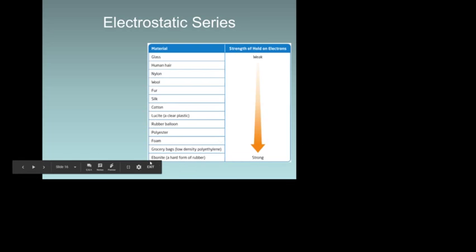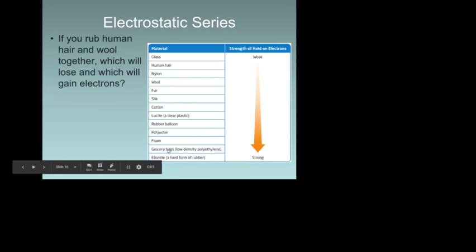As we come down here to the bottom, we have things like rubber and polyester and foam and plastic grocery bags. And these things hold on to electrons very strongly. And we call those insulators. So they allow electrons to kind of build up inside of them. So these insulators are going to be the things that gain electrons and gain a negative charge.